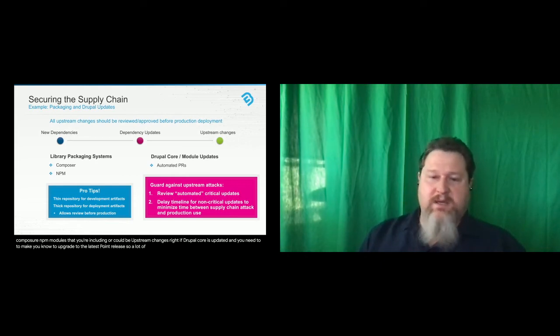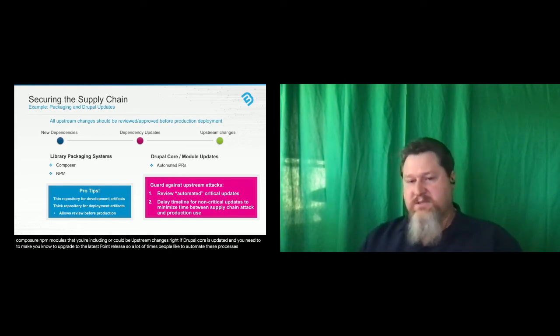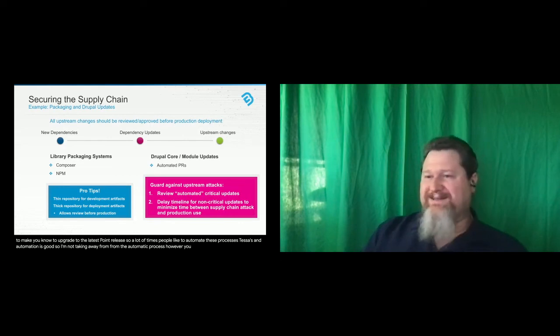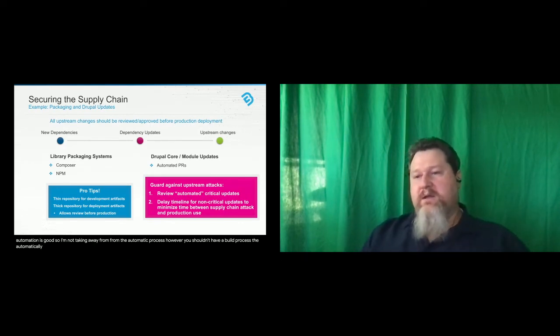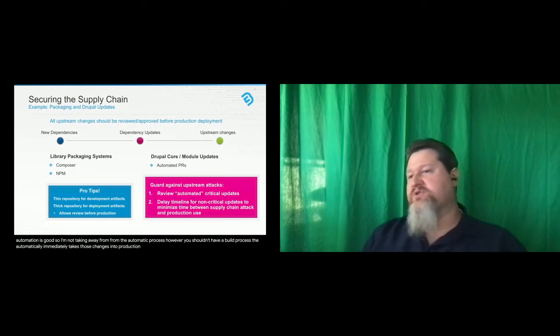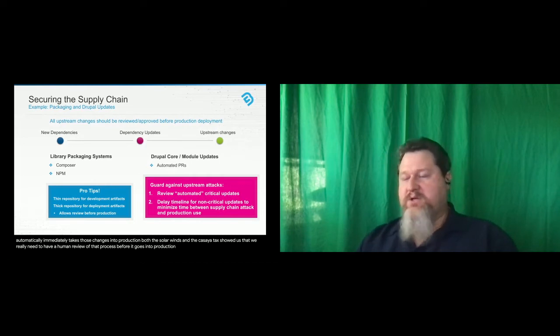So a lot of times people like to automate these processes, and automation is good. So I'm not taking away from the automatic process. However, you shouldn't have a build process that automatically, immediately takes those changes into production. Both the Solarwinds and the Kaseya attacks showed us that we really need to have a human review of that process before it goes into production.